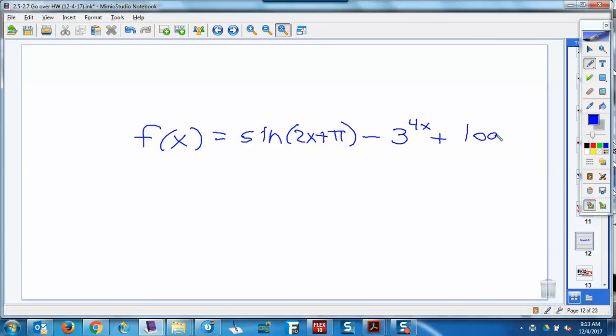This would be as hard as it would get right here. Well, I don't know how hard as it would get, but okay. Find f prime for me. Find big F.